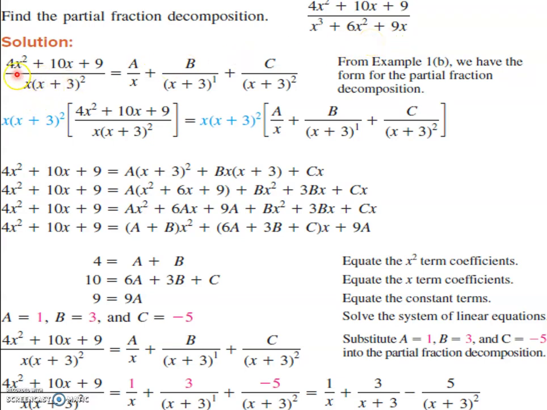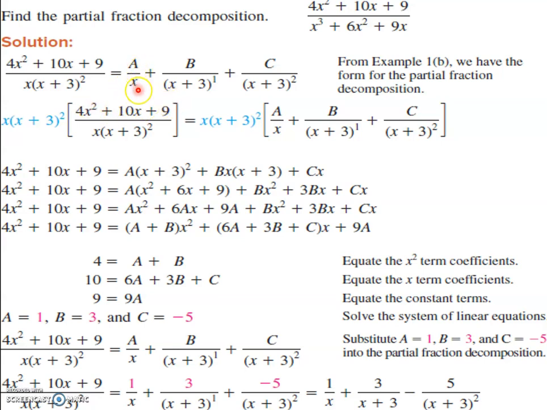That's why we directly write 4x square plus 10x plus 9 upon x into (x plus 3) whole square equals capital A upon x plus capital B upon x plus 3 plus capital C upon (x plus 3) whole square. Now, in this method, we have the repeated factor. That's why we have to solve this example by the repeated factor method. In the exam, if they only give 'find the partial fraction decomposition', then we have to simplify the denominator. Then it depends on which method is applicable.